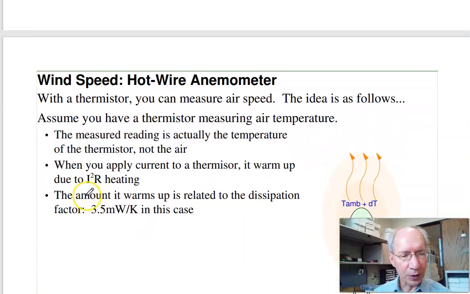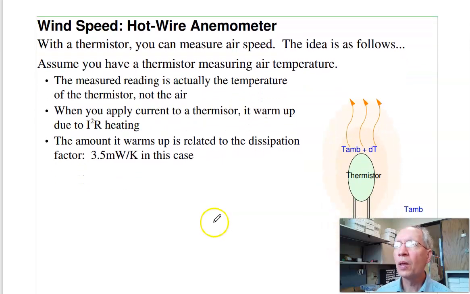A second way to measure wind speed is called a hot wire anemometer. Now the idea here is previously we looked at using a thermistor to measure temperature. And technically, you're not actually measuring the temperature of the air, you're measuring the temperature of the thermistor. If I have current going through the thermistor, it's producing heat through I²R heating. So what you're measuring is actually the heat of the thermistor. It'll be slightly hotter than the ambient, and I can calculate that.